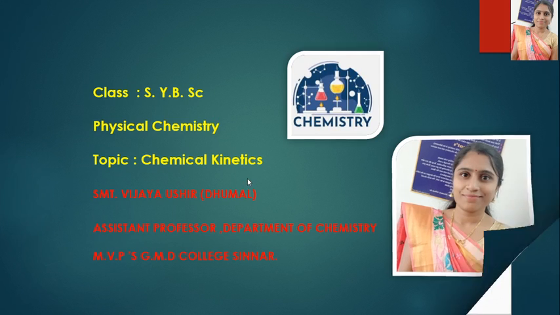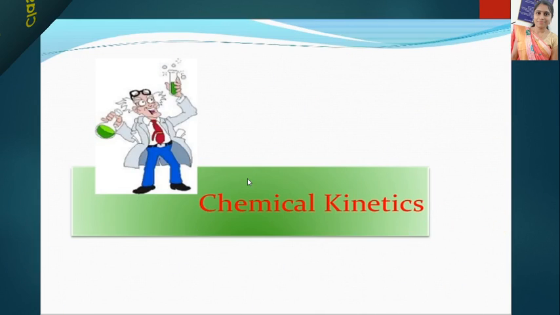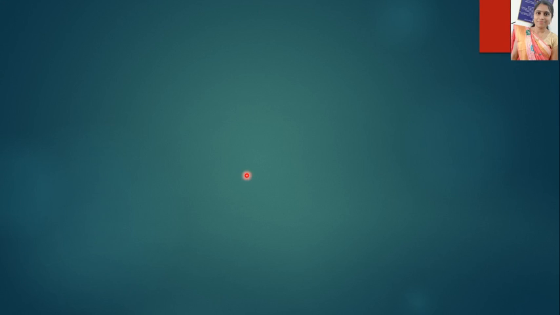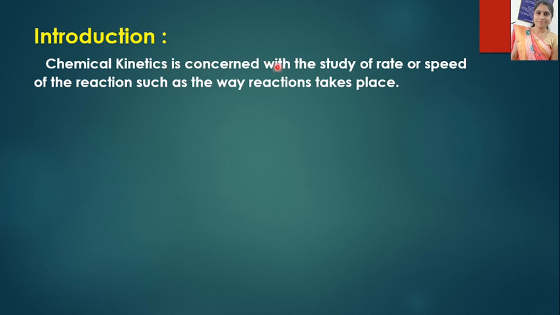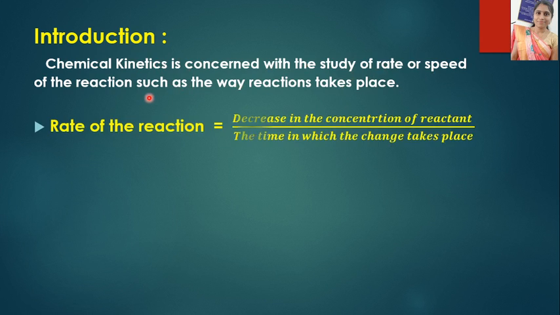In this video lecture, we will study the first topic of your physical chemistry course, that is chemical kinetics. So, what is chemical kinetics? Chemical kinetics is the study of rate or speed of the reactions, such as the way reactions take place.